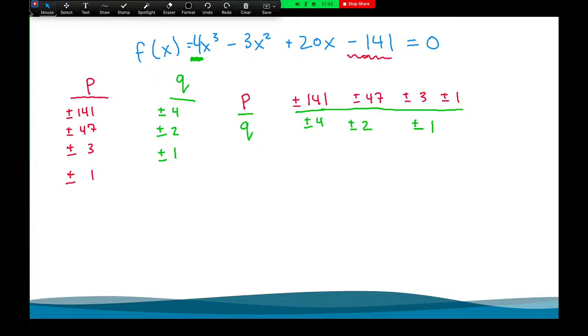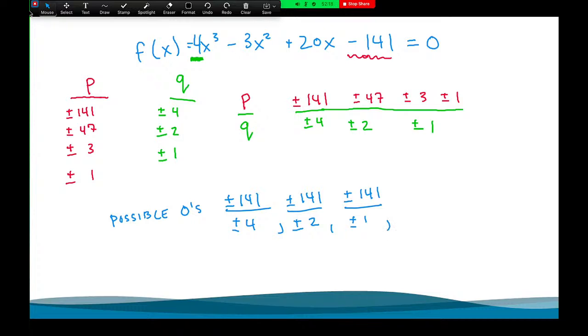So let's start out with a few. There's quite a few of them, so we're just going to do a few and leave the rest for you to figure out. But we will get plus or minus 141 over plus or minus 4, plus or minus 141 over plus or minus 2, plus or minus 141 over plus or minus 1, plus or minus 47 over plus or minus 4, and so on. So these are all the possible rational zeros of our function.